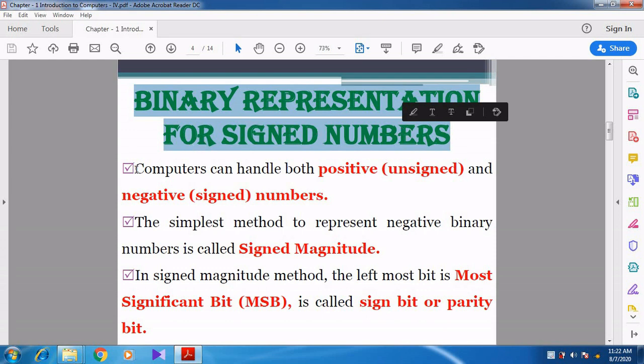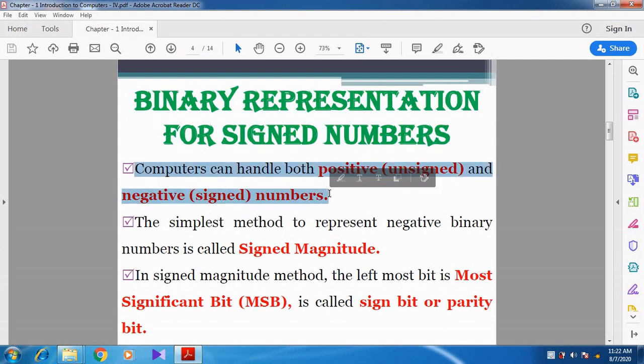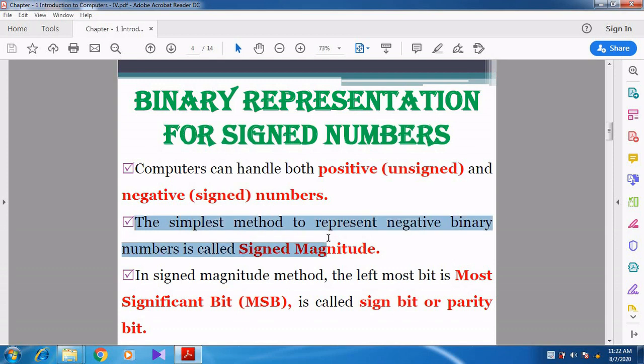Computers can handle both positive and negative numbers. Positive means it's an unsigned number: plus 43 or 43 means the same, there is no problem at all. Negative numbers always come with a sign, so that number is called a signed number. The simplest method to represent negative binary numbers is called signed magnitude representation.